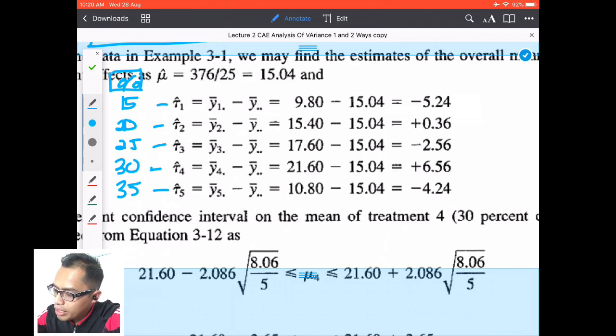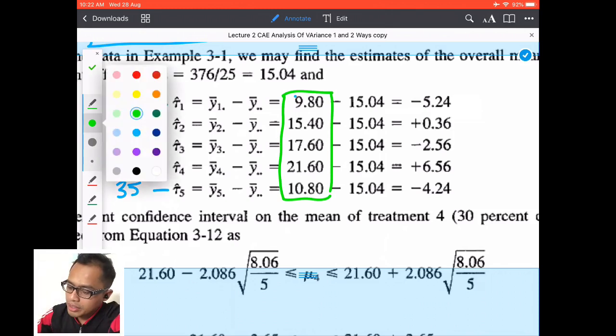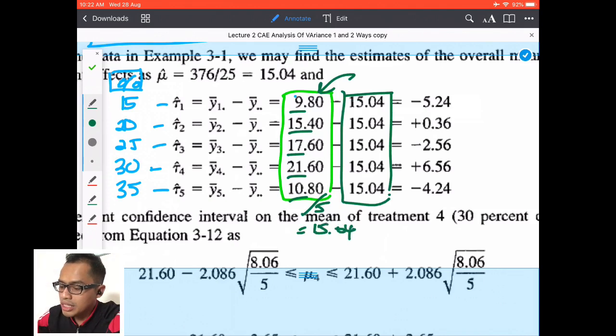Right. So what are these? These are the averages that you have found from the previous table, the runs table, right? And this one is the average of the average. So whatever you get here, 9.1, 9.8, 15.4, 17.6, 21.6, and 10.8, you add them, you divide by 5, you'll get 15.04.